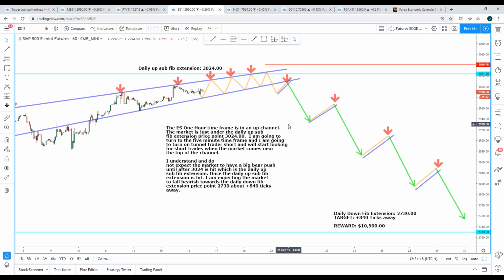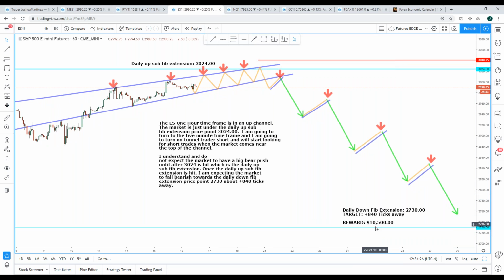If you have tunnel trader short, turn tunnel trader short on. Once you get into the sell zone after touching 3024, we're going to look to take the short trade all the way to 2730, which is about 840 ticks away, over 10,500 US dollars of opportunity, trading one E-mini contract.